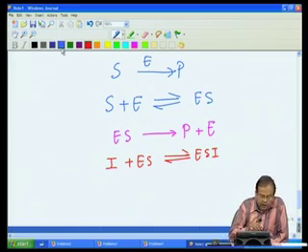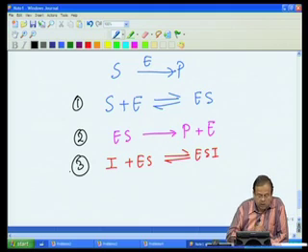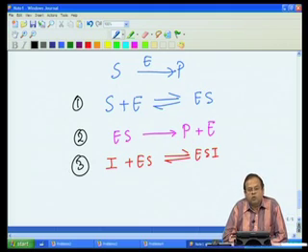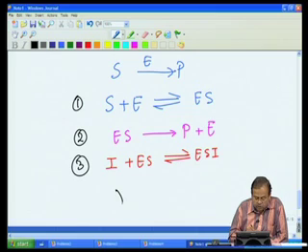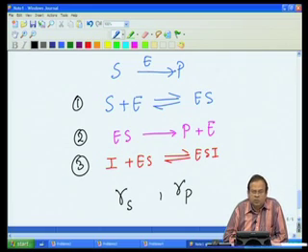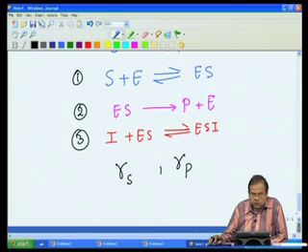So, we have, let us say, our reaction 1, reaction 2 and reaction 3, and we want to find the rate of this reaction. So, the problem is what is the rate of substrate consumption or rate of product formation, which should be one and the same, because the reaction is simple, S going to P. So, let us see how we go about doing this.